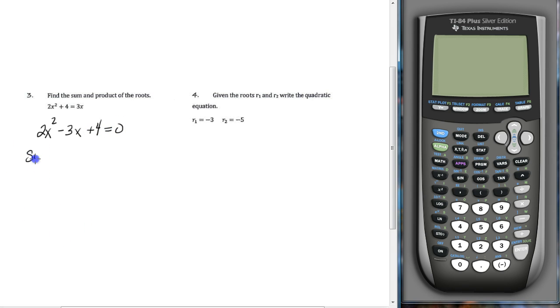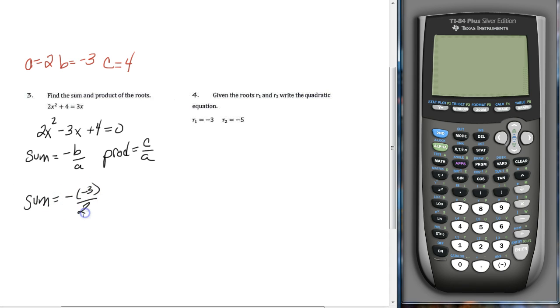And we're going to use our formula from the front. So the sum of the roots is negative b over a. Product is c over a. And from this problem, what do we have? We have a equals 2, b equals negative 3, c equals 4. So that's what we're using. Plug it in. So the sum equals negative negative 3 over 2, which is 3 halves. And the product is c over a, so it'd be 4 over 2, which works out to be 2. So that's the sum. That's the product.